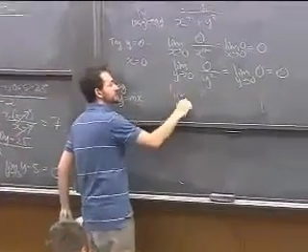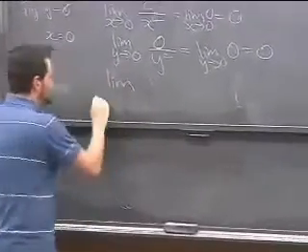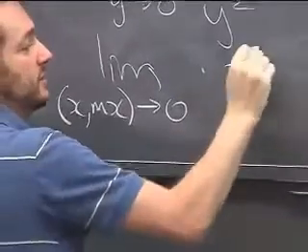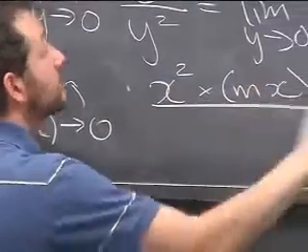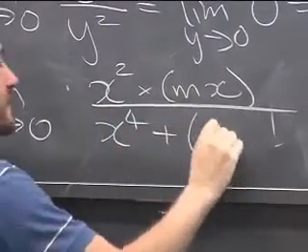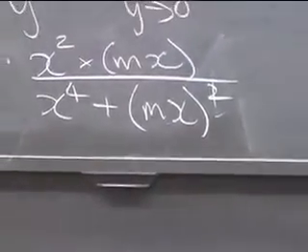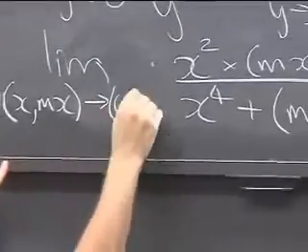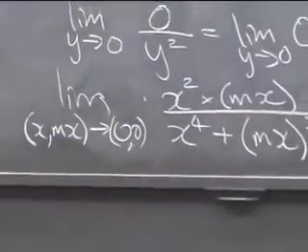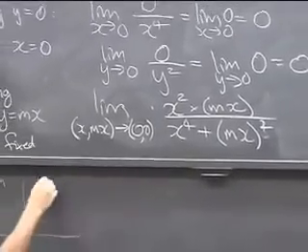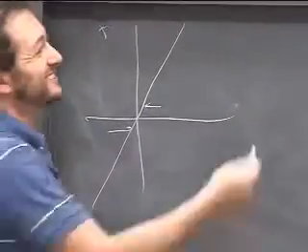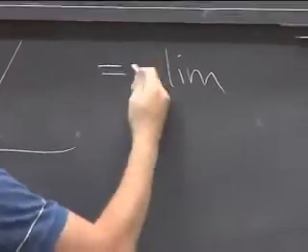Well, this is now the limit just along that path of x, mx goes to 0 of x squared times y, which is mx, all over x to the fourth plus mx all squared. Well, m is a constant. m is fixed. It's just some number. So what does this even mean? That's going to happen as x goes to 0. That's the only way you can get the point along the line x, mx to go to 0: when the x coordinate also goes to 0. Then the y coordinate automatically goes to 0. So this is basically a one-dimensional limit as x just goes to 0.